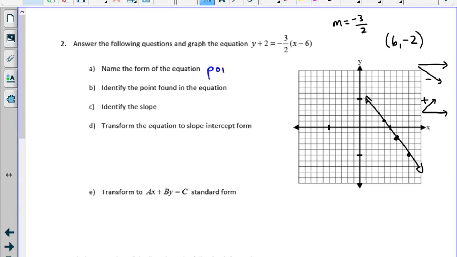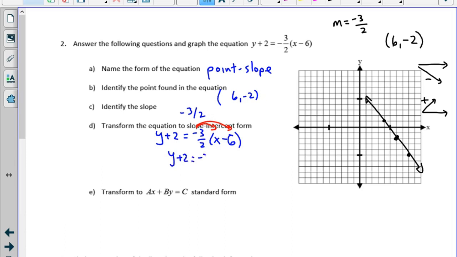So this is a point slope equation of the line. Identify the point. Oh, we already did that. Identify the slope. Oh, we already did that. Transform the equation to slope-intercept form. Okay, now we can manipulate things a little bit. If I start with y plus 2 equals negative 3 halves x minus 6, I'm going to use the distributive property. So I end up with y plus 2 equals negative 3 halves x plus 18 halves, which is the same thing as plus 9. Notice that a negative times a negative equals a positive in that particular case.